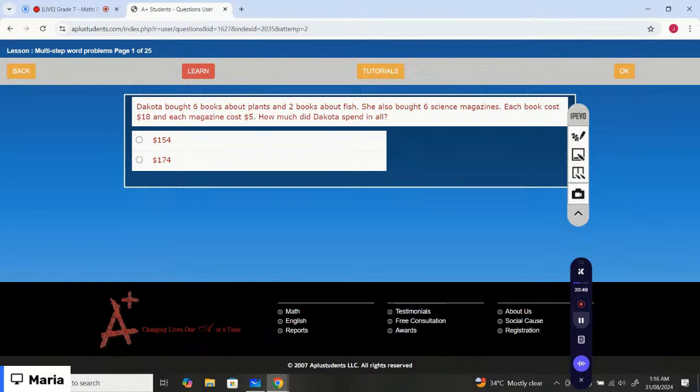Dakota bought 6 books about plants and 2 books about fish. She also bought 6 science magazines. Each book cost $18 and each magazine cost $5. How much did Dakota spend in all?